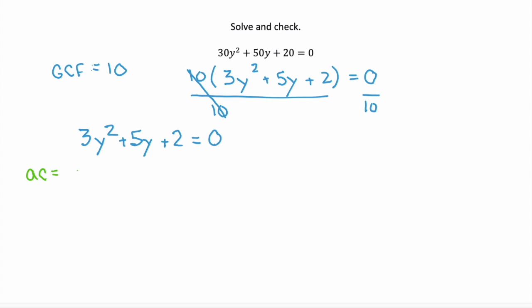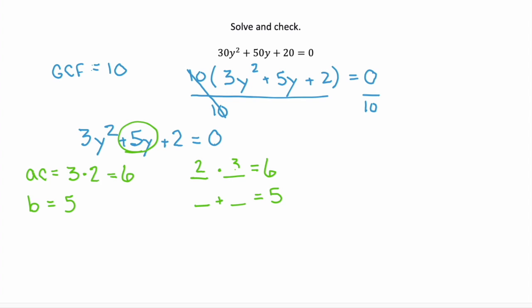A times C, which is 3 times 2, or 6, and B, our middle coefficient, 5. And our goal here is to rewrite that middle term of 5y so we can factor it easier. And to do that, we need to find two values that multiply to 6 and also add to 5. You got it, 2 and 3. So 2 and 3 help us rewrite our middle term.